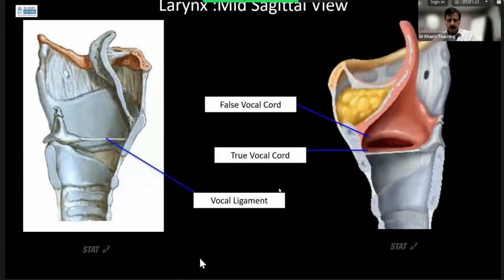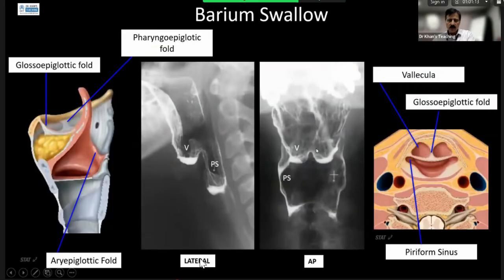So, same thing here, and same. This is the false cord. Now, on a barium examination, if we see an AP view, this is the glossoepiglottic fold, which is this one, and this is this one. Right and left, there is air space. These are the valleculae, and on a diagram or CT scan, it will look like this.